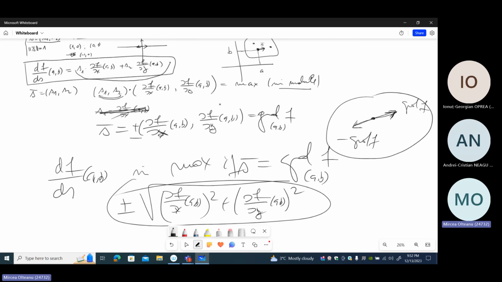But remember, this is important: the derivative of a function with respect to an arbitrary direction is nothing but the inner product between the gradient and that direction. That direction means a vector of length 1.